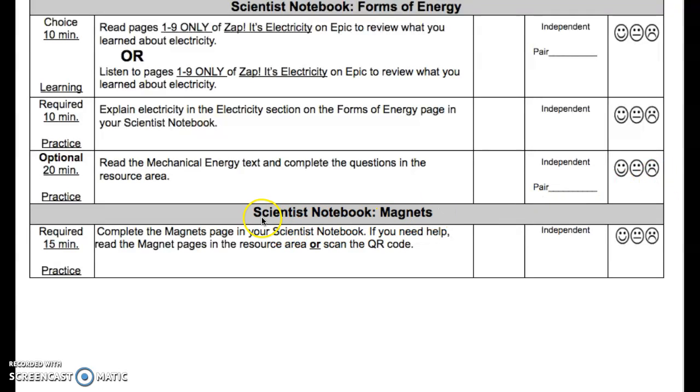The last section is also your scientist notebook on magnets. This is required for 15 minutes. It is practice. Complete the magnets page in your scientist notebook. If you need help, read the magnets page in the resource area or scan the QR code. This is to be done independently. Remember to mark your work mode.